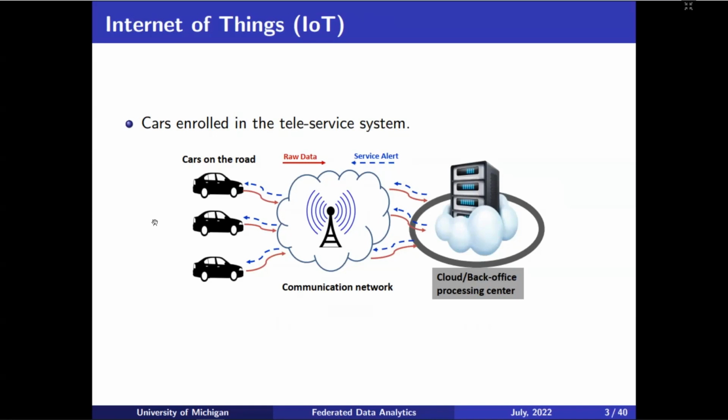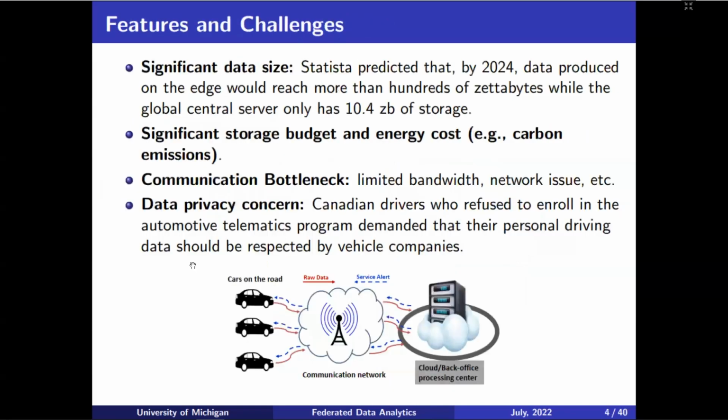Although the framework of IoT-enabled system is promising, it faces several challenges. First, the data sizes are usually very large. As the number of samples grows, the data sets might go far beyond what any server can store in many real-world applications. In fact, based on a report from Statista, it predicts that by the year 2024, data produced on the edge, such as mobile phones or computers, will reach more than hundreds of zettabytes, while the global central server only has around 10 zettabytes of storage. Therefore, transmitting and storing all of this data is not feasible.